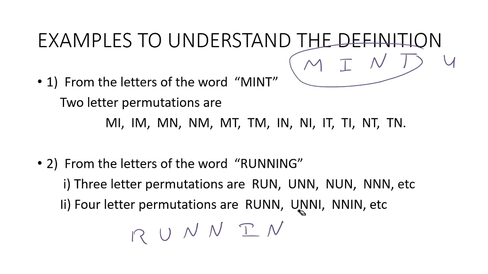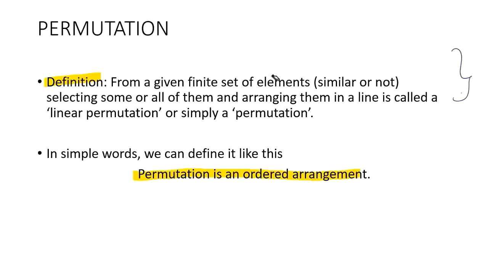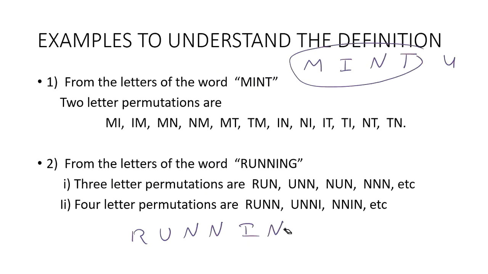By 2-letter permutations, what you have to do is select 2 and arrange them. If I ask for 3-letter permutations, you have to select 3 and arrange them. If I ask for 4, you have to select 4 and arrange them. So in the definition, we have similar or distinct. The second problem is a case for similar and the first problem is a case for distinct.